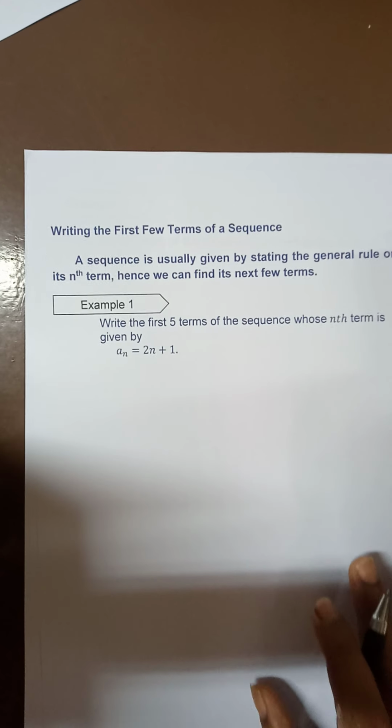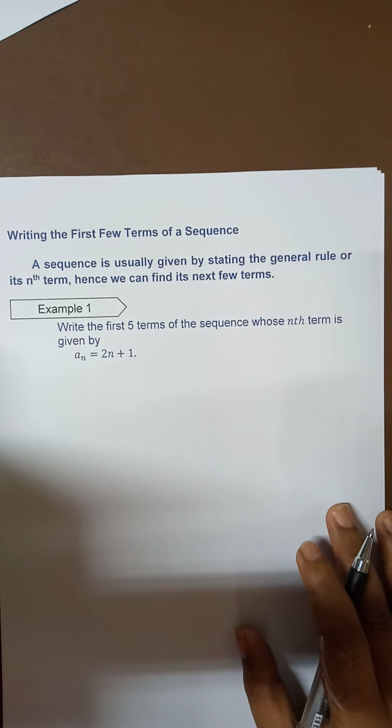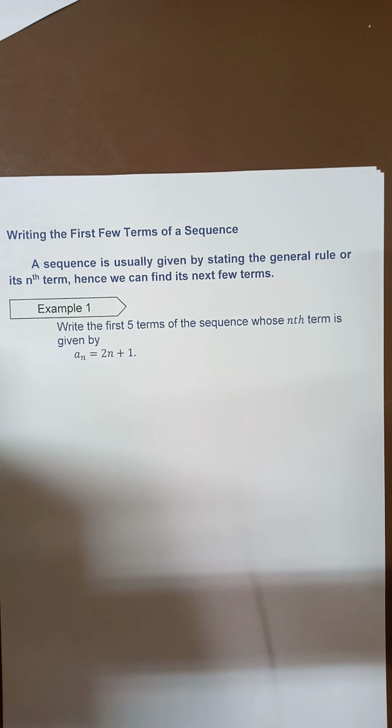Write the first 5 terms of the sequence whose nth term is given by a sub n equals 2n plus 1.